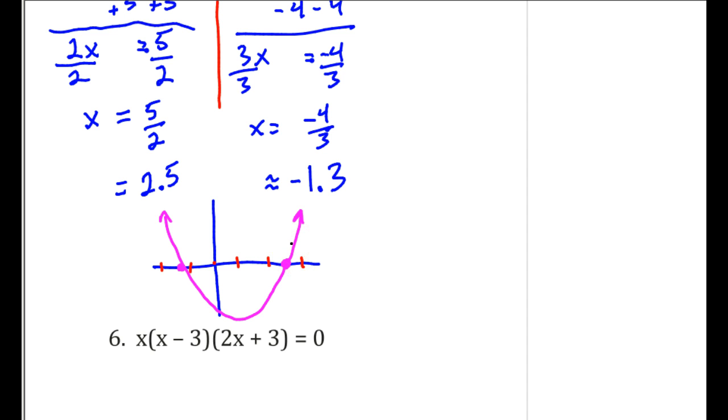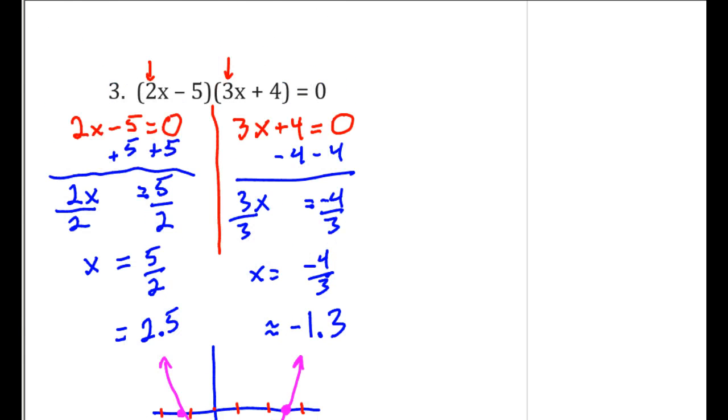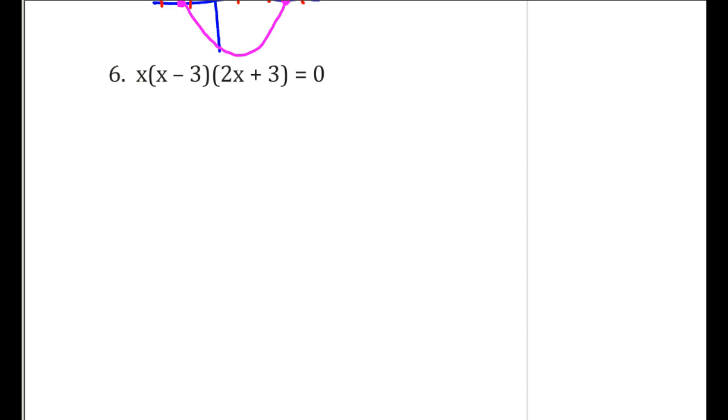Question? If it doesn't equal 0, you have to get it equal to 0, because we can't use the 0 property. We can't say one or the other equals 0, unless it's equal to 0. So if it's not equal to 0, like some of them, like 9, well, -8 plus what is 0? Yeah, you just add 8 to both sides, and now it equals 0. So you can continue on.